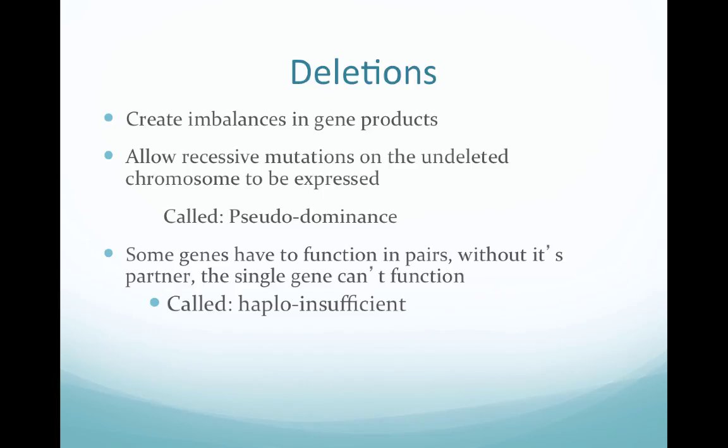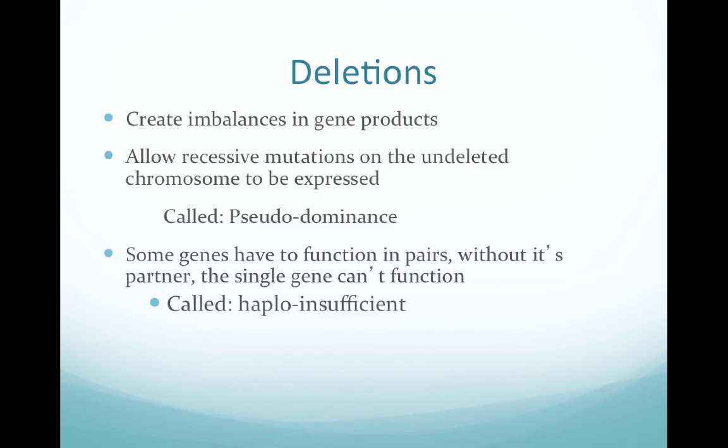So some of those gene product imbalances are going to allow some recessive mutations that we see in the undeleted chromosome to be expressed because its partner is not there. So we call those expressions pseudo-dominance. So they're dominant because they're there, but normally if their partners on the other chromosome were there, they would not be expressed. In addition to that, some deletions are going to have some genes that have to function in pairs.